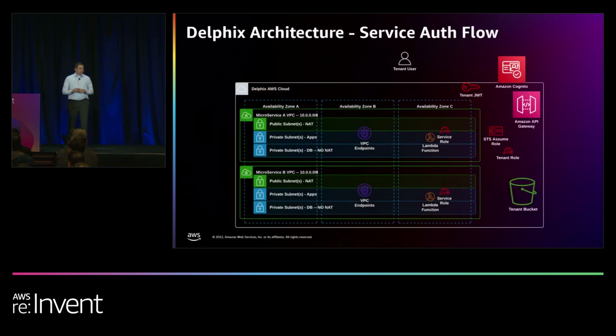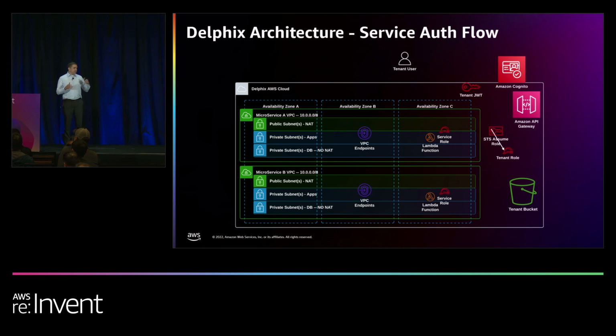Next, let's talk about the whole auth flow and how it all ties together. So first, a user is authenticating to Cognito. They receive their JWT. They hit the API gateway with the JWT. It sends the transaction over to Lambda. Lambda is going to inspect the JWT and verify it, allowing it to assume role into the tenant role.